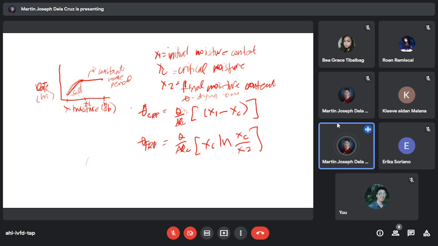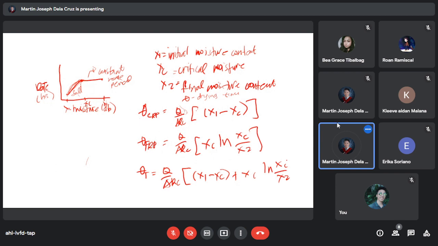So in getting your total drying time, so delta T, we're just going to add your constant rate period and then your falling rate period. So Q over ARC, and then you have X1 minus XC plus XC ln XC over X2.